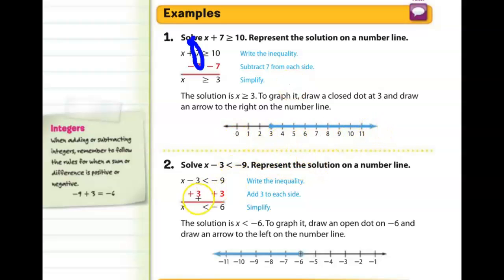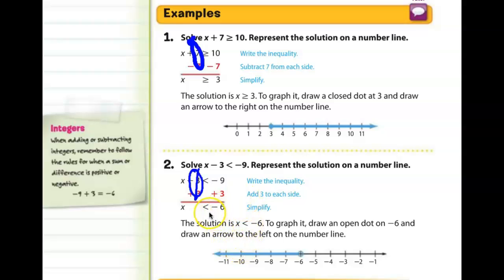Then for number 2, we have x minus 3 is less than negative 9. So we're going to add 3 to both sides. That isolates the x because that is a zero pair that we've created. x is less than negative 6, because negative 9 plus 3, you would jump back 3 in the positive direction and land on negative 6. And remember the rule about absolute value. Negative 9 has a larger absolute value, so that means the answer will be negative. 9 minus 3 is 6. That's where we got that from.